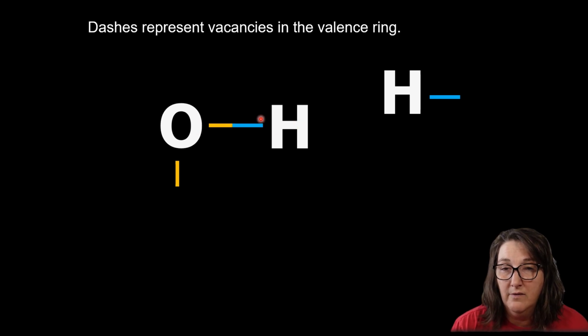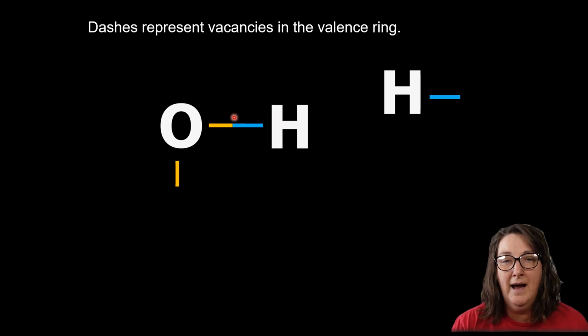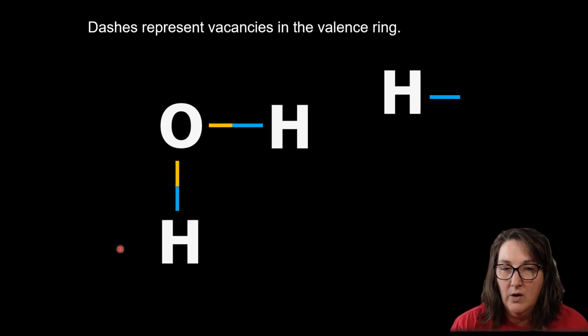So 1 electron from hydrogen will come to oxygen, and then oxygen will share 1 electron with hydrogen. So 1 will get passed back and forth. So hydrogen's happy, but oxygen isn't. Oxygen has 6, 7 electrons, but I need 1 more. So I bring in another hydrogen, and this is water.